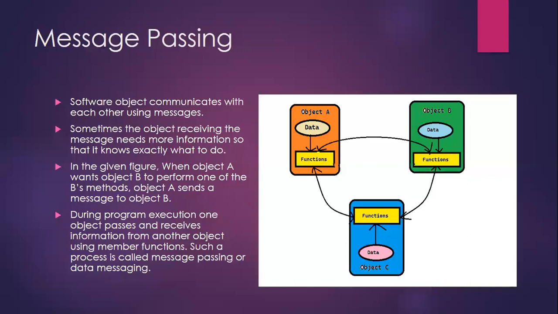Sometimes the object receiving the message needs more information so that it exactly knows what to do with it. In the given figure, when an object A wants object B to perform one of B's methods, object A sends messages to object B to perform that. During program execution, one object passes and receives information from another object using member functions. Such a process is called message passing or data passing. Data passing is quite an important functionality of Java, because in the further classes, when we are going to do object programming, we need to use message passing and understand how it works.